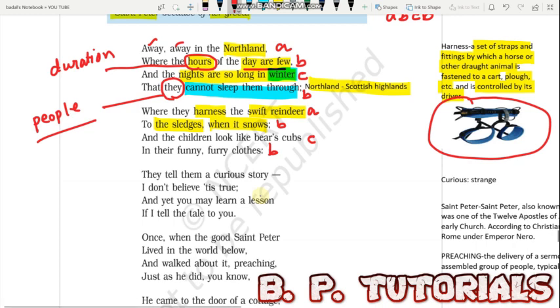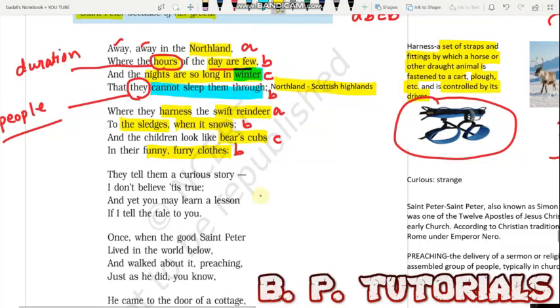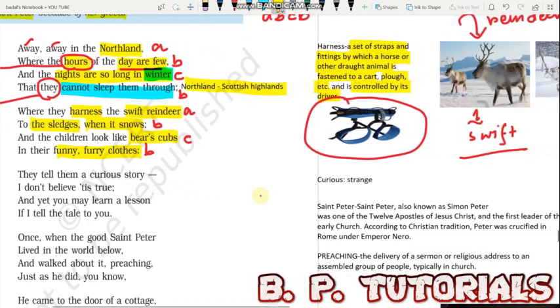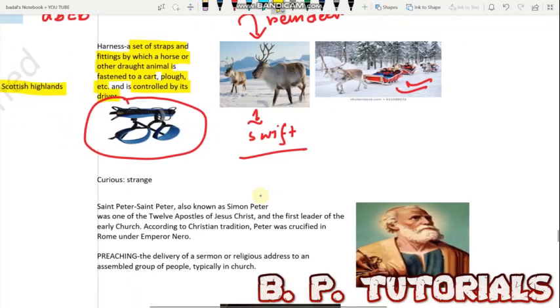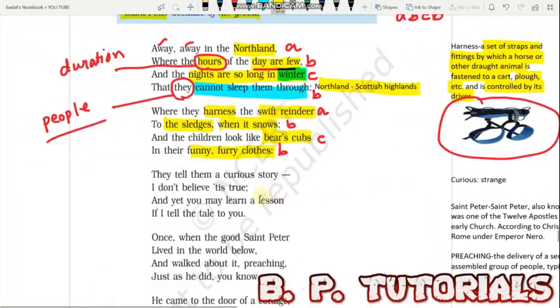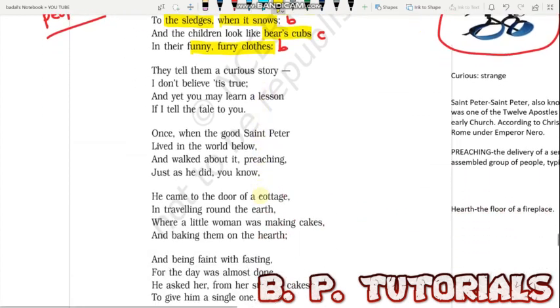And children, the two aspects we find here. First of all, we got to know the reindeers and the sledges and movement. And now the children look like bears' cubs. Children actually look like the cub of a bear in their funny furry clothes. Why do they look like a bear? Because they are putting on furry clothes, and the furry clothes are funny, and they look like what we call a bear. This is quite common where there is excessive snowfall, where people wrap themselves up in very furry clothes, and the children look like bear cubs for that.